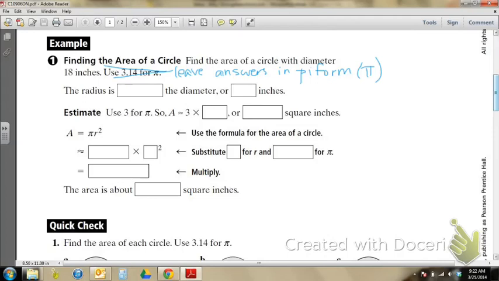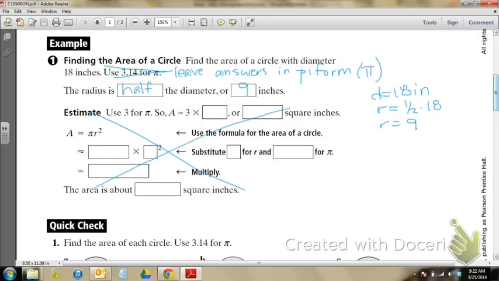So remember from 9.5 that the radius is half of the diameter. So if the diameter is 18 inches, that means the radius is half of 18, or 9 inches. So, okay, we're going to actually skip this part.